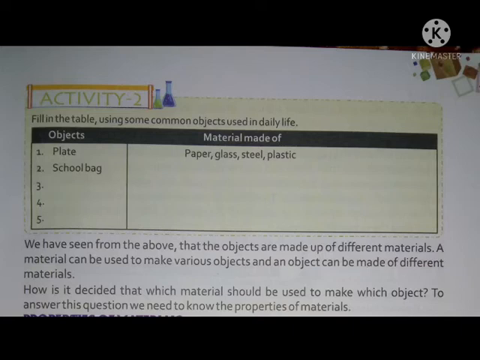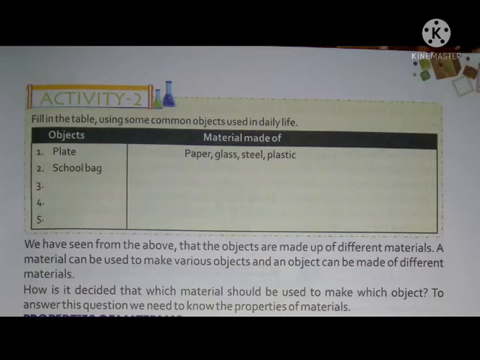Say an example, wood. Wood is used to make pencil also, chair also, dining table also. Okay, and plate, an object which is made of paper, glass, steel, plastic. So this is the difference. And remember this line, a material can be used to make various objects and an object can be made of different material.